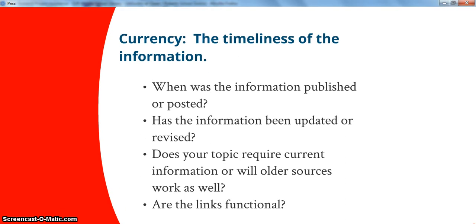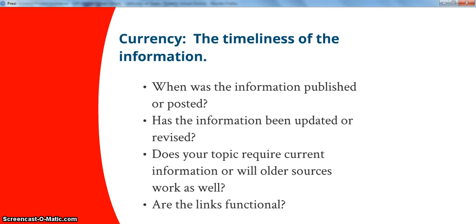The C is for currency. This is where you're looking at the timeliness of the information. You want to check to see when the information was published or posted. Look to see if you can find a publication date somewhere on the website. You can also look to see if the information has been updated or revised, so look for an updating date.